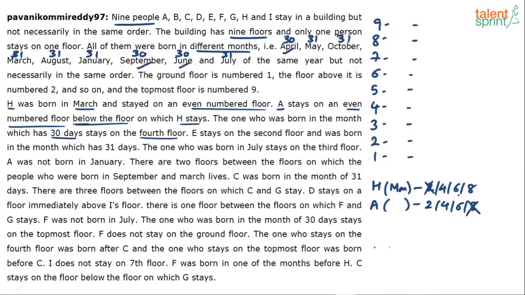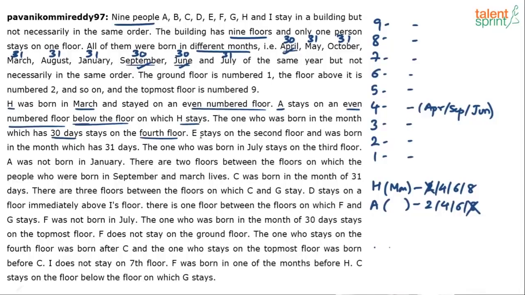So the next point says the one who was born in the month which has 30 days stays on fourth floor. Meaning the fourth floor person is either April born, September born or June born. It could be one of those 3 months, which one we don't know. But the fourth floor person has 30 days in his birth month. So that point is done.